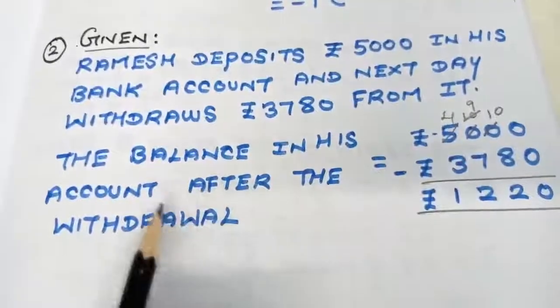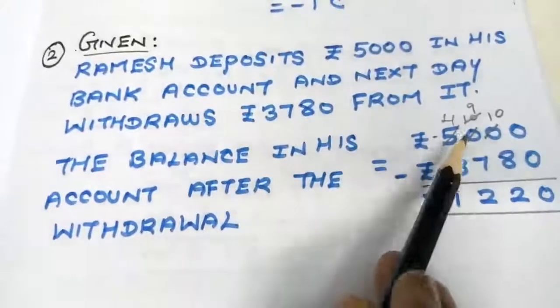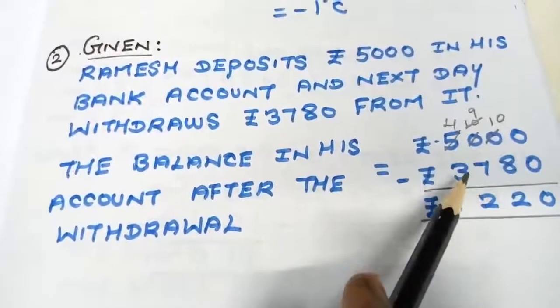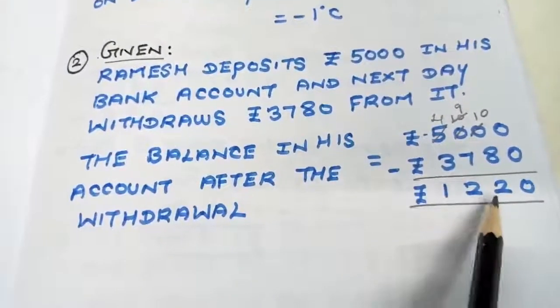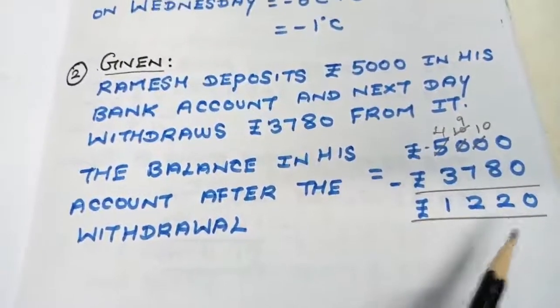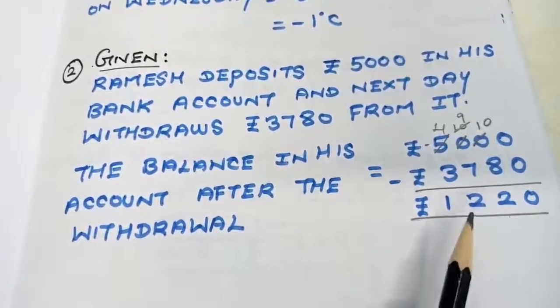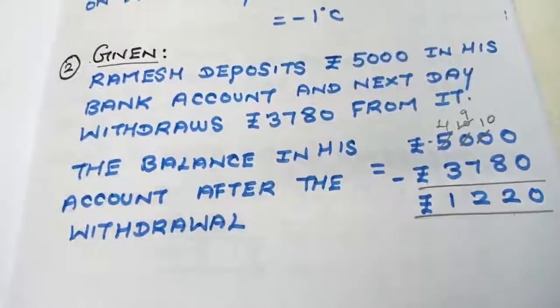The balance in his account after the withdrawal: from 5,000 I am going to subtract 3,780. So I am going to get the answer as 1,220. So you are going to read the statement, and according to the statement, you are going to do the calculation.